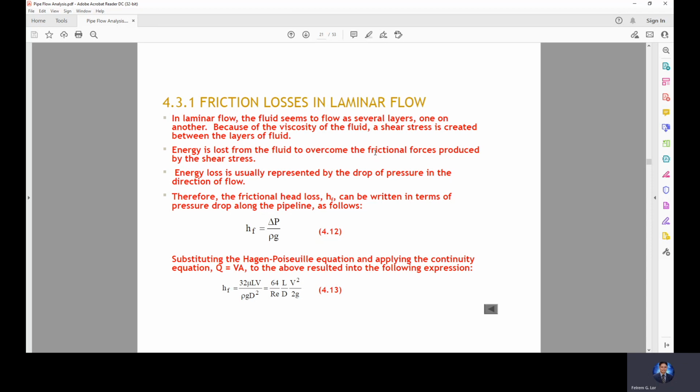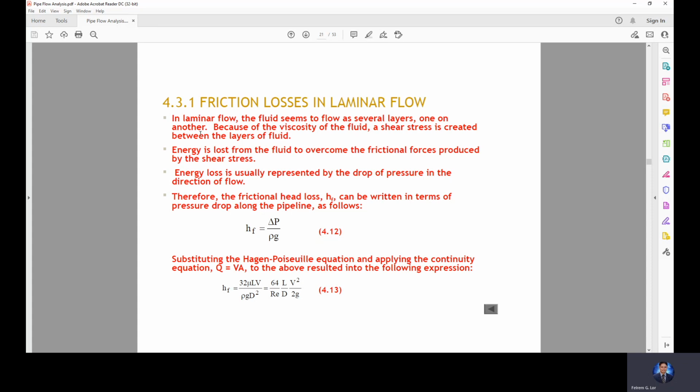So, friction loss in laminar flow. As I've said, the discussion is really different between laminar and turbulent, because different factors govern turbulent flow. In laminar flow, the fluid seems to flow as several layers. Because of the viscosity of the fluid, shear stress is created between layers of fluid. So, energy is lost from the fluid to overcome the frictional forces produced by the shear stress. Energy loss is usually represented by the drop of pressure in the direction of the flow.